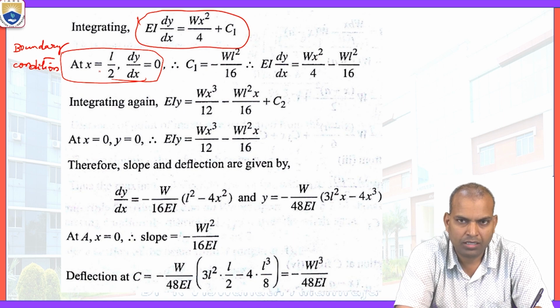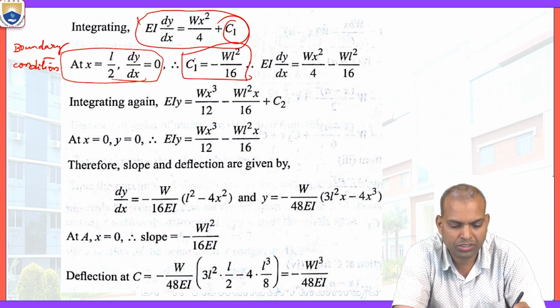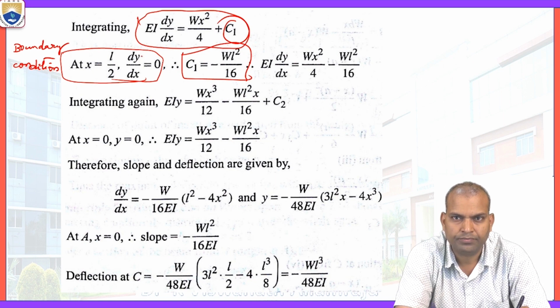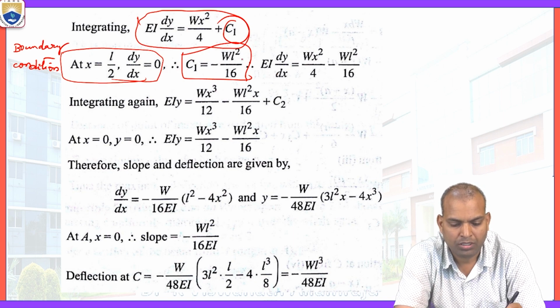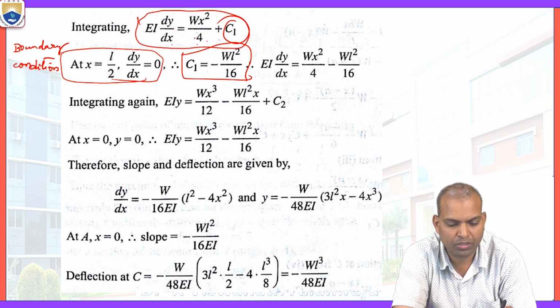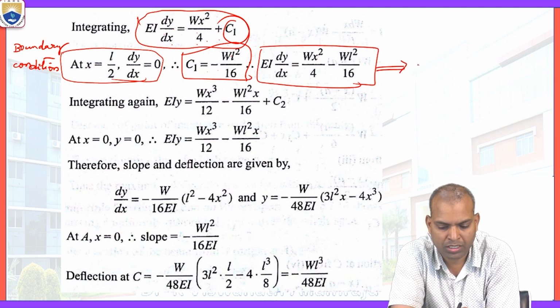Now substitute x equal to L by 2 and dy by dx equal to 0 in the above equation. We get C1, obtained as minus WL squared by 16. Now substitute the C1 value back in the above equation, then we get the slope. The slope equation is EI times dy by dx equals W x squared by 4 minus WL squared by 16. This equation is known as the slope equation.